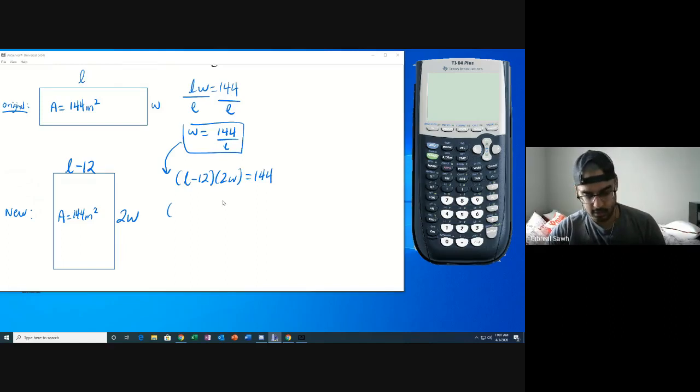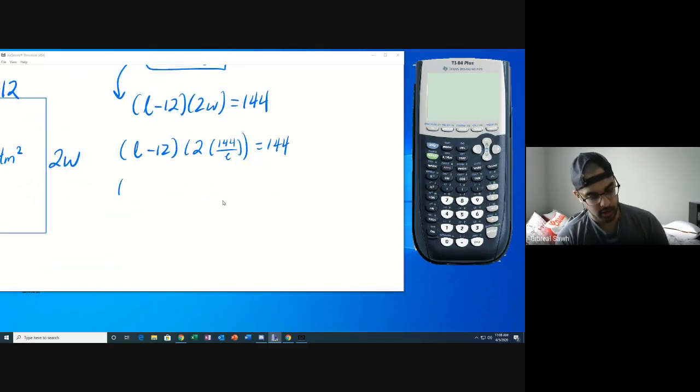So we're going to say that the length minus 12 times 2 times the width, so that's 2 times 144 over length, equals 144. Okay, let's simplify the set of brackets first. So (length minus 12), times the other one, which will be 288 over length. That's equal to 144.